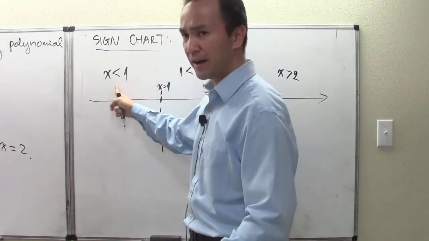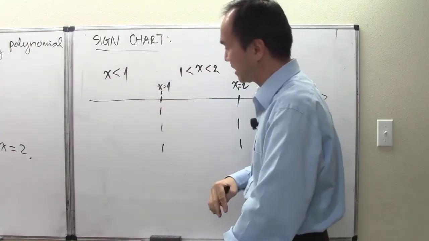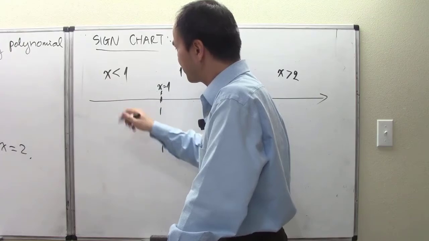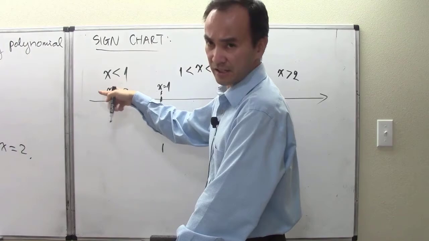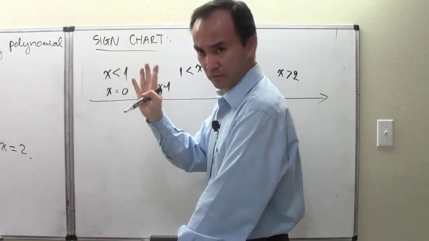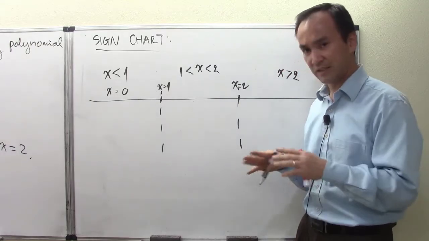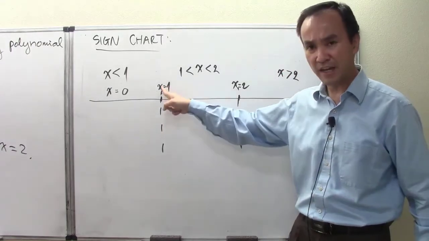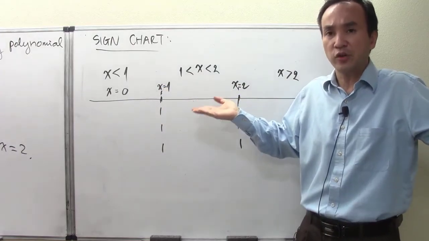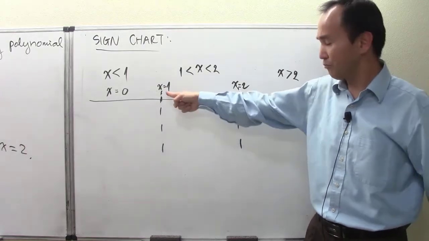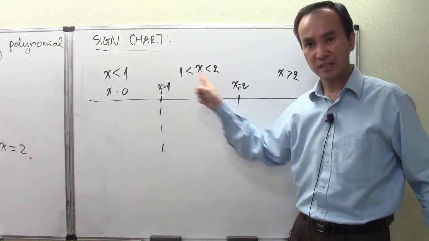Now I'm going to pick values in all three sub-intervals. For this one, I'm going to pick x equals 0, because all I need is a value less than 1. I believe I mentioned this earlier in the video lecture, but let me emphasize again, we definitely don't want to pick x equals 1 or x equals 2, because that's doing nothing good. It's going to make your polynomial equal zero, because these are zeros of our polynomial. So we have to pick values in between these zeros.